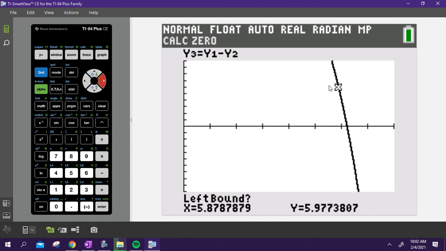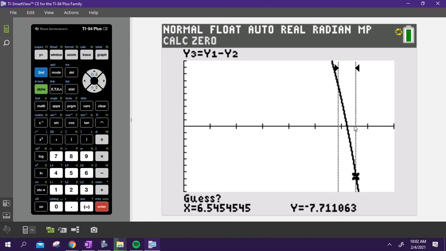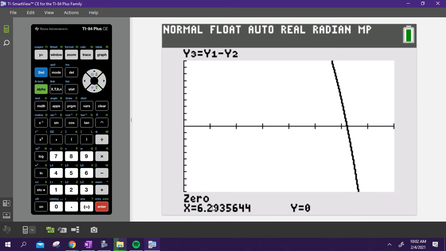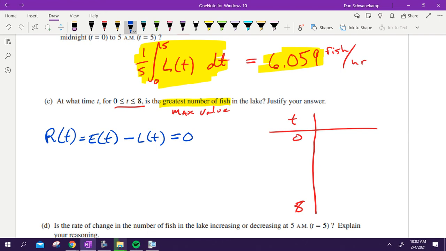There it is. All right, we finally see it. It's on the left side. I'm going to hit enter. Now I'm going to move it to the right side of that spot. Hit enter again. Hit enter a third time. My answer is 6.203. I'm going to write that down.